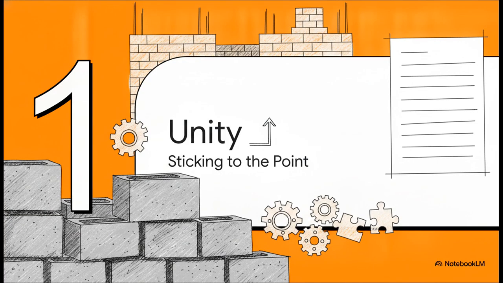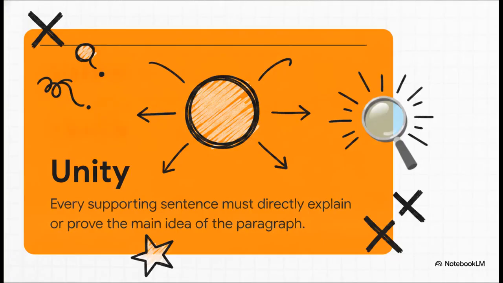Unity. Sticking to the point. I want you to think of paragraph writing exactly like erecting a physical building. Before you can paint the walls or arrange the furniture or worry about the aesthetics at all, you need a rock-solid, singular base. In writing, we call this foundational building block unity. Unity means that a good paragraph has exactly one main idea.